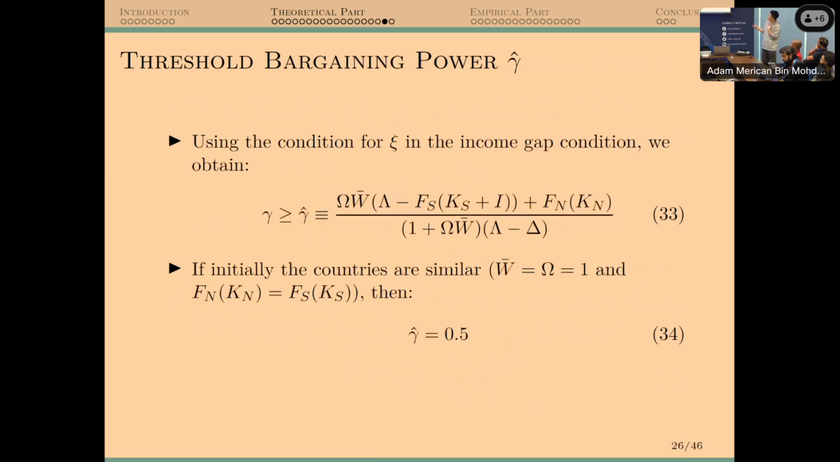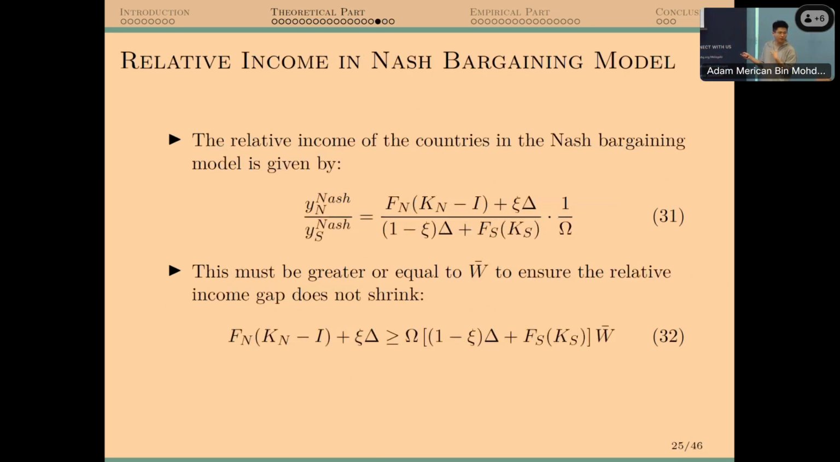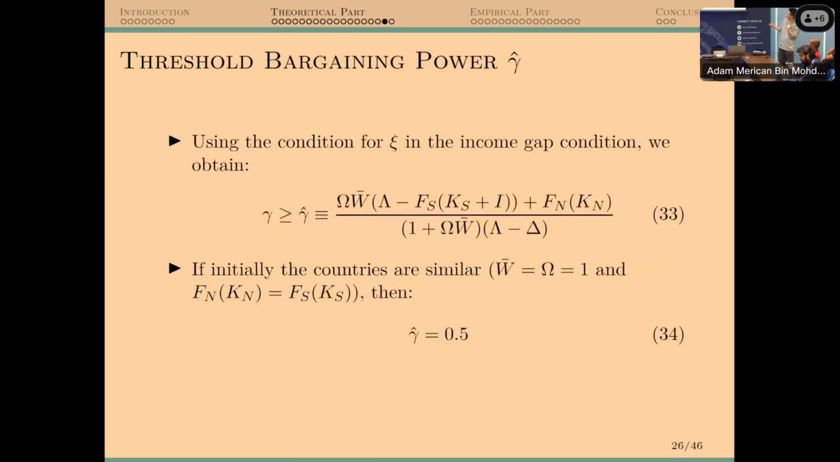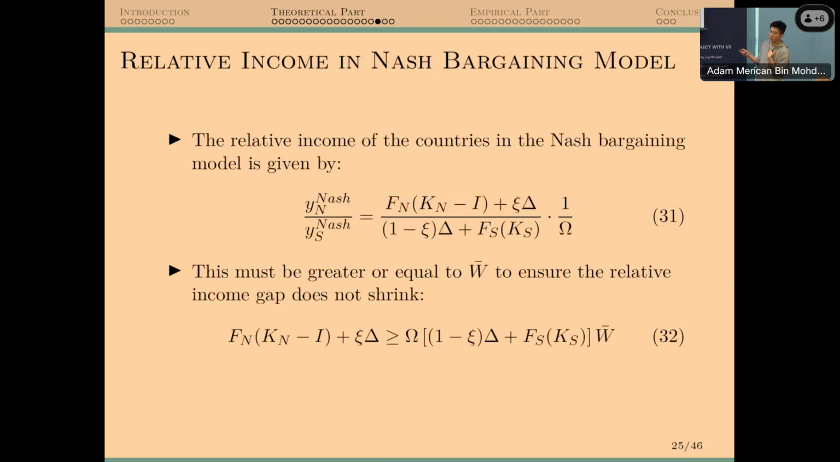So that's why we can find a threshold of the bargaining power, because previously in this one we only have xi. But as I mentioned, xi is a function of gamma. So we can write gamma equal to the threshold of this equation. If the bargaining power is higher than this, this is the bargaining power weight for the North country, then it will cause economic divergence, because the relative income is greater than W bar, the normal Solow solution for the income gap.